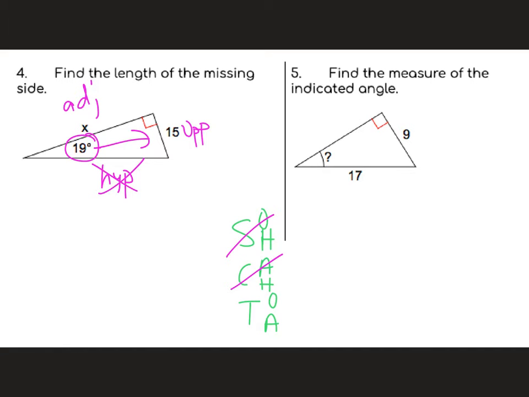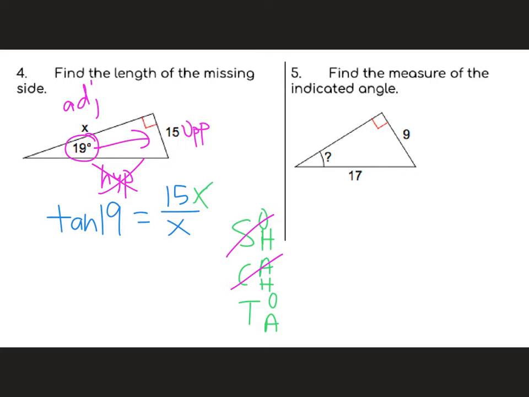So we're going to be dealing with tangent. Into the tangent, put the angle. And then we do opposite. That looks like up, but it's opposite. Over adjacent. Now, this is similar to the last problem, but notice how the x is on the denominator.